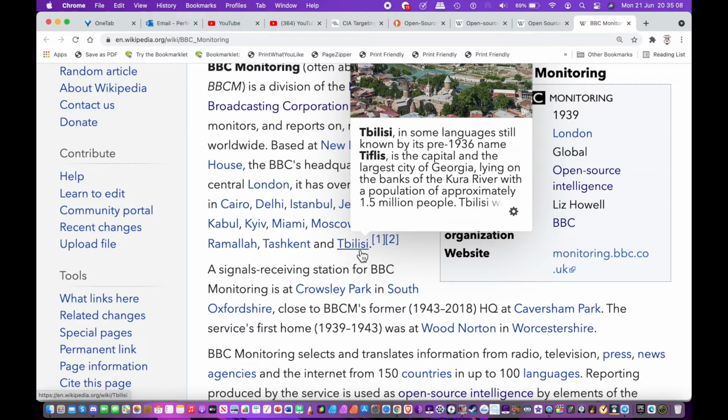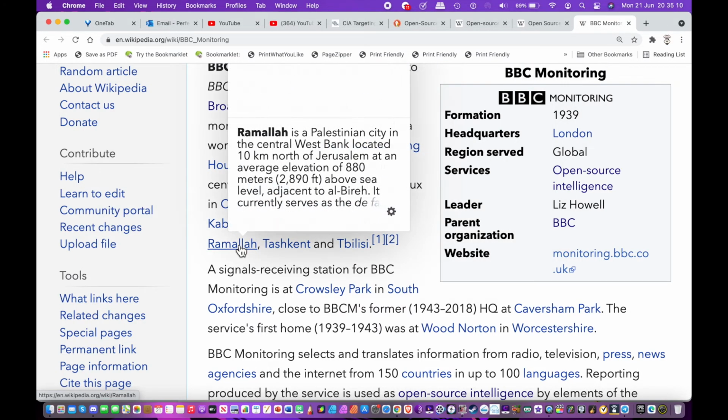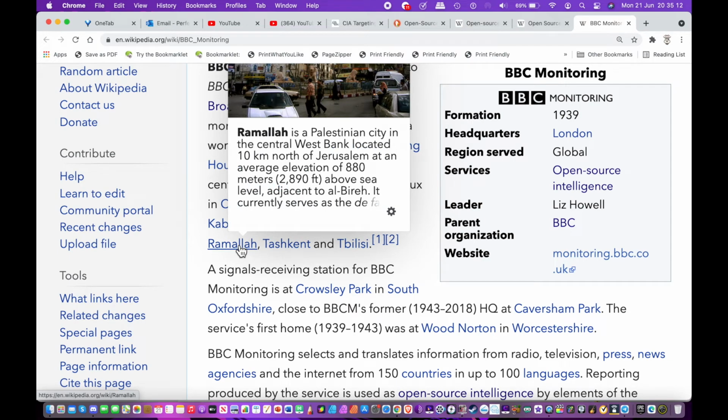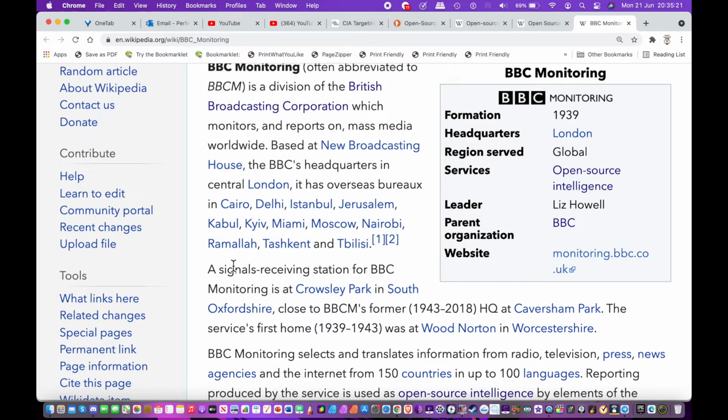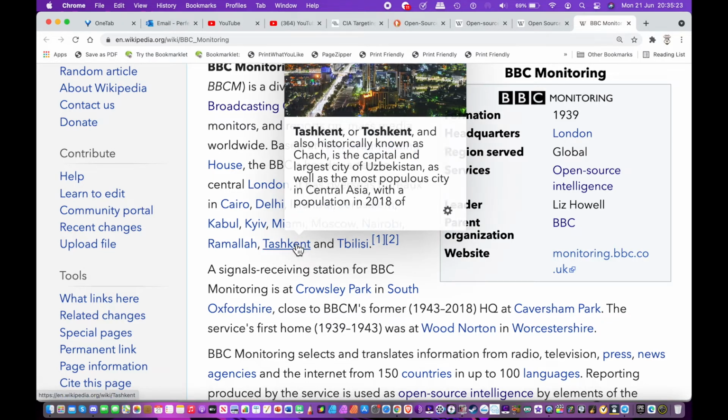Oh, it's a place in Georgia, okay, and this place is the central West Bank located 10 kilometers north of Jerusalem. Okay, we know now. And this is in Uzbekistan. Okay.